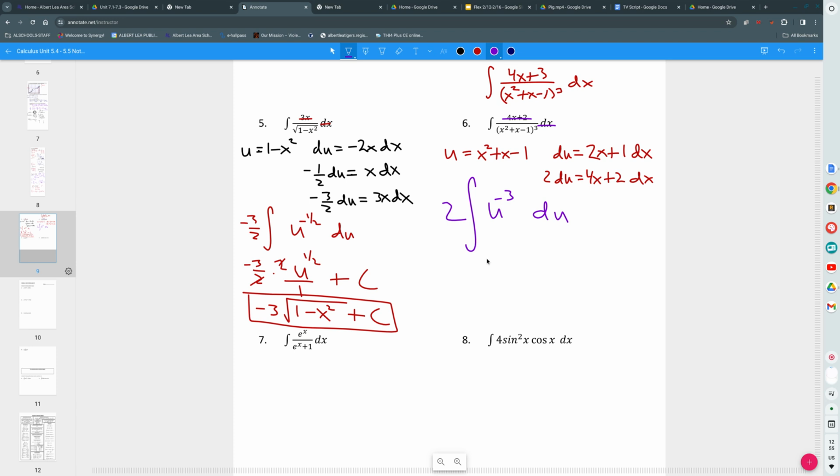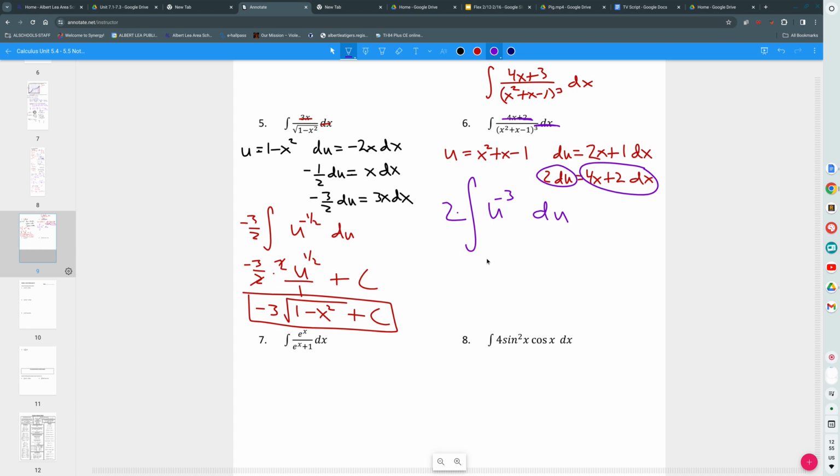We've got 2 du, and I get rid of the 4x plus 2 dx. Addie and Jordan, as you're looking at this, I see the 4x plus 2 dx, and I replace it with this. So 2 du allows me to cross that off. I get to cross that off and replace it with 2 du. I usually put the constant in front.